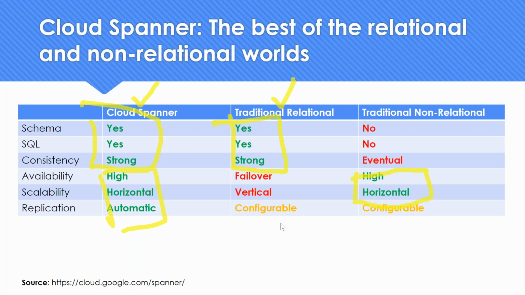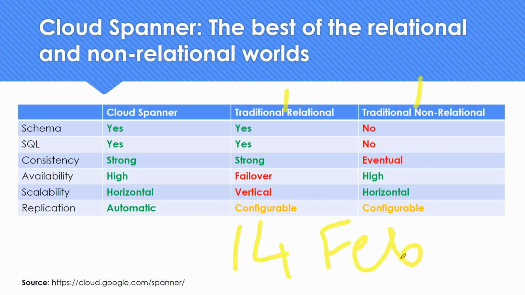Just a fun fact: doesn't it look like a marriage or a dating between these two products, non-relational and relational? Spanner was launched on the 14th of February, 14th of February 2016, if I'm not wrong. Valentine's Day. It was just a small fun fact, just wanted to share that. So it's a merger between these two best products, giving a new product which can do everything. That's your Spanner in simple terms.